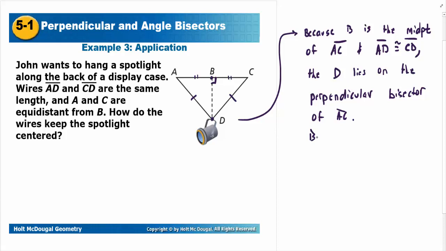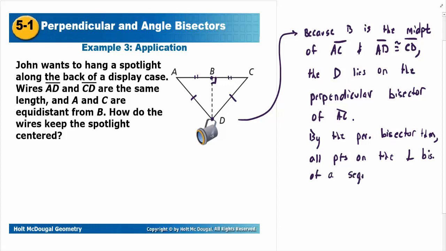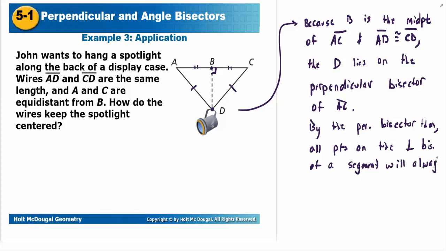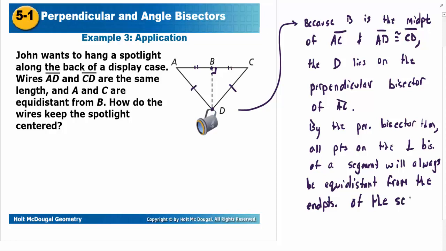So by the perpendicular bisector theorem, all points on the perpendicular bisector of a segment will always be equidistant from the endpoints of the segment. And again, I'm just giving you my explanation.